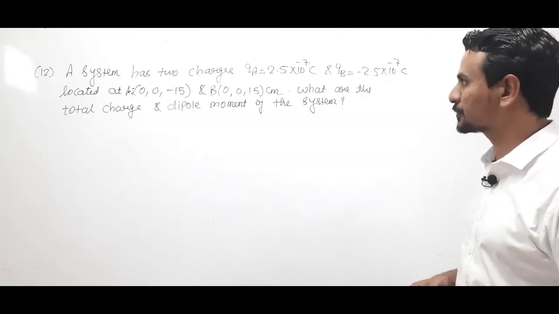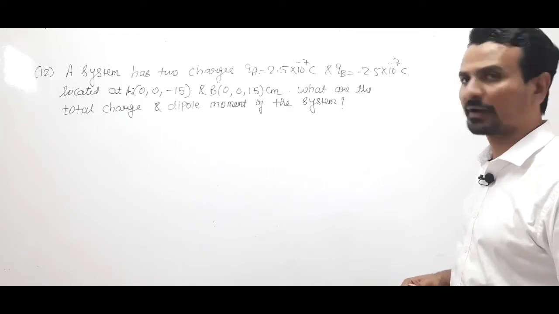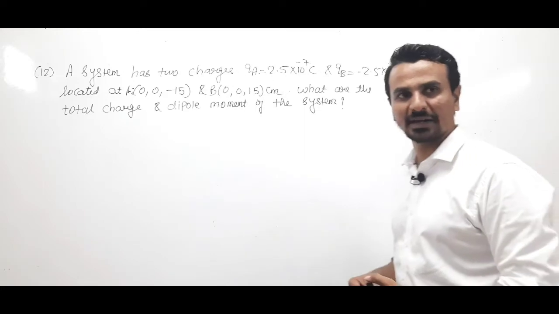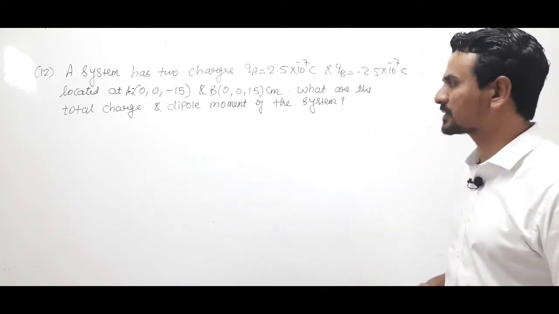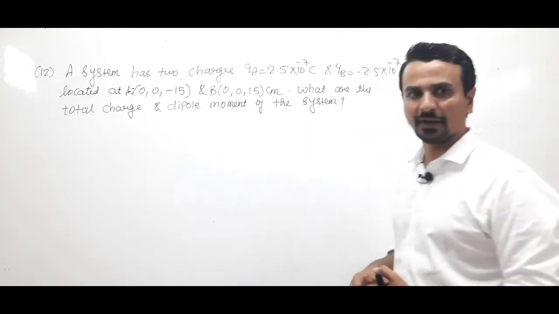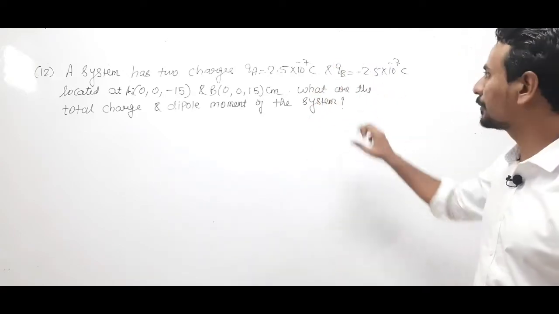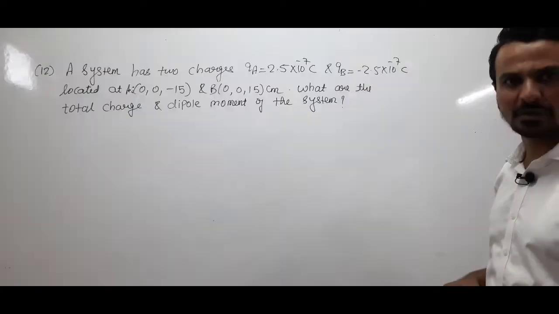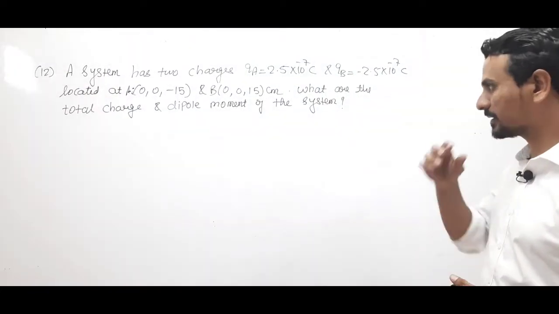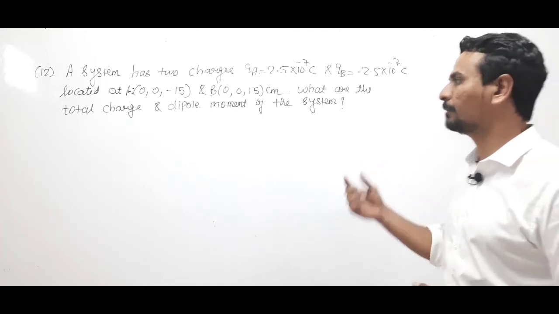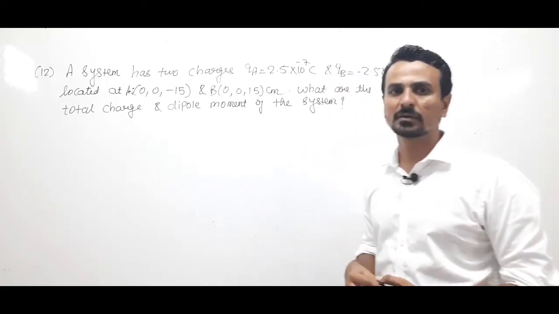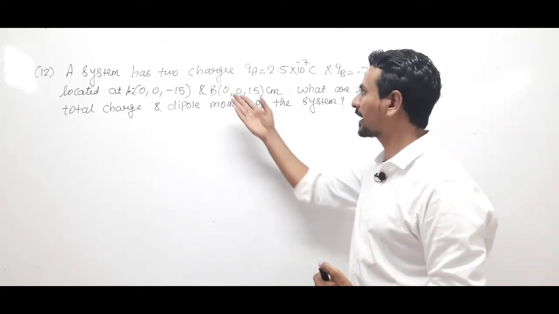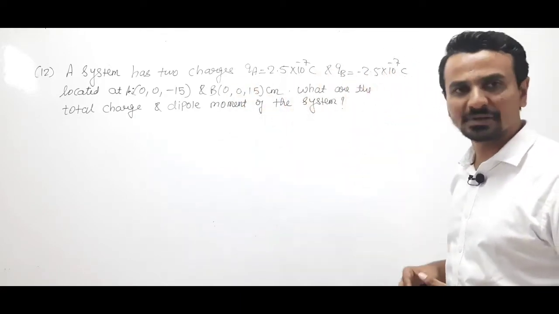A system has two charges QA 2.5 into 10 raised to minus 7 and QB minus 2.5 into 10 raised to minus 7 located at 0, 0, minus 15 and 0, 0, plus 15. So the arrangement is a dipole. You are having two equal charges and opposite in polarity, equal in magnitude, opposite in polarity. What are the total charge and dipole moment of the system? So total charge will remain 0 because charge is a scalar quantity, it can be added up directly. So total charge will be 0.